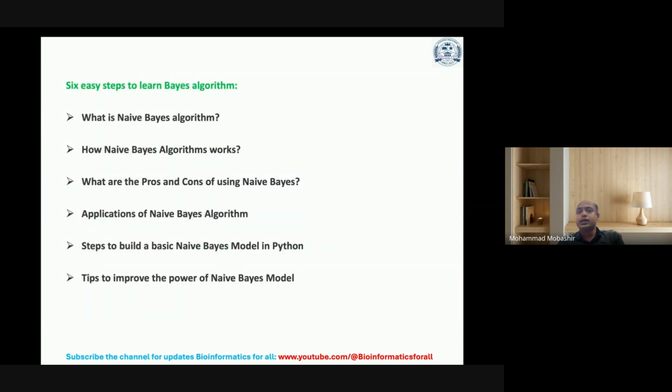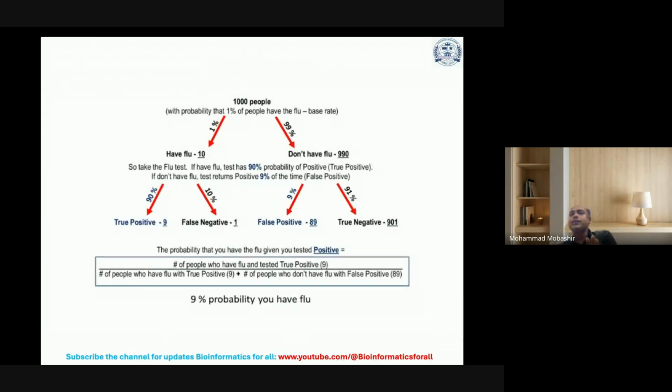Now, in case you are just starting here and you just want to learn how to implement and write naive Bayes, then you need to know these six points. First is what is the naive Bayes algorithm, how the naive Bayes algorithm works, what are the pros and cons of using naive Bayes, then applications, then steps to build a naive Bayes model in Python, R, or MATLAB, and tips to improve the power of the naive Bayes model. Then this is the simple feature.